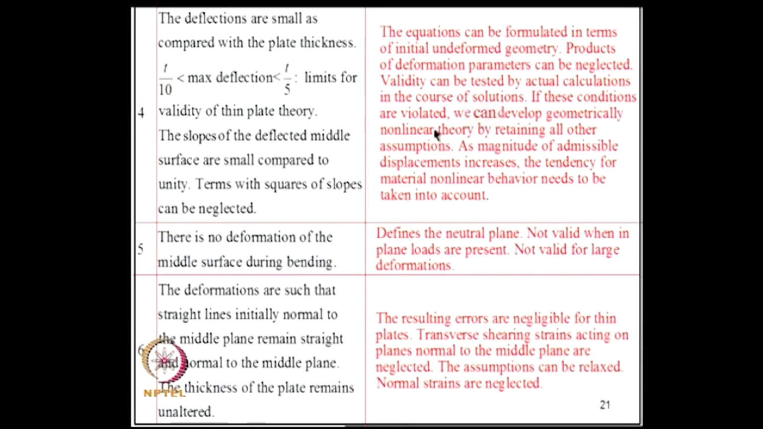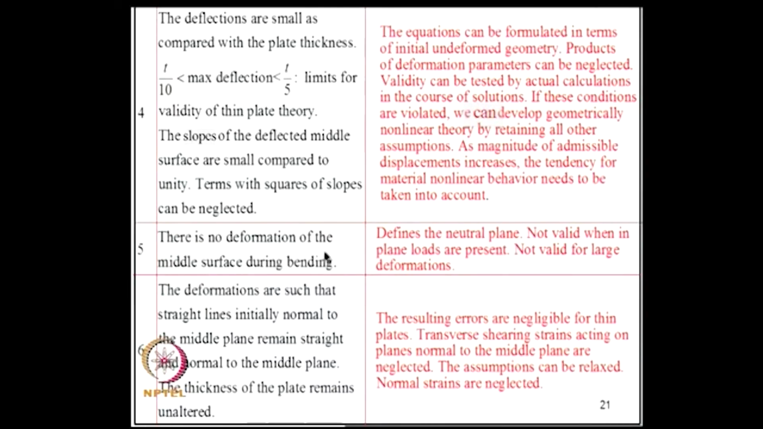If these conditions are violated, we can develop a geometrically nonlinear theory by retaining all other assumptions. All other assumptions means the earlier assumptions and some of the things that follow. As the magnitude of the admissible displacement increases, the tendency for material nonlinear behavior needs to be taken into account. If you are including nonlinear strain displacement relations, and if the displacements are large, the material has a tendency to enter into inelastic regimes as far as stress strain relations are concerned. So, that also has to be borne in mind.